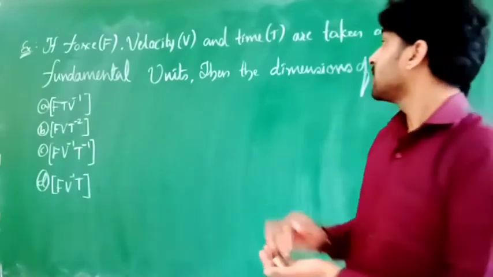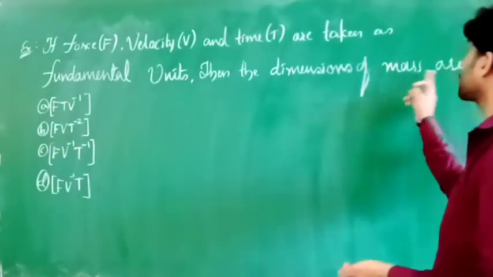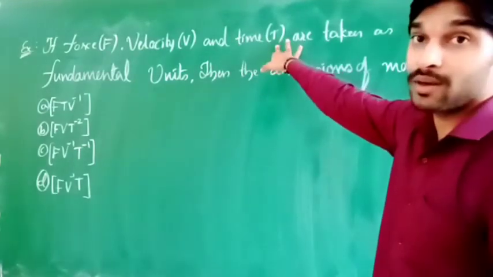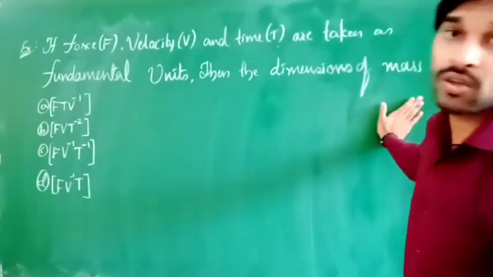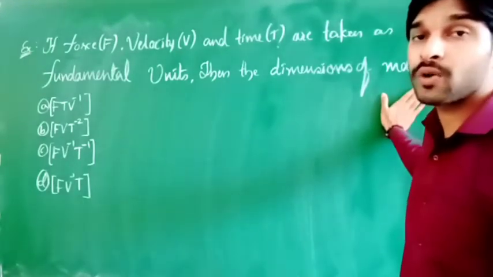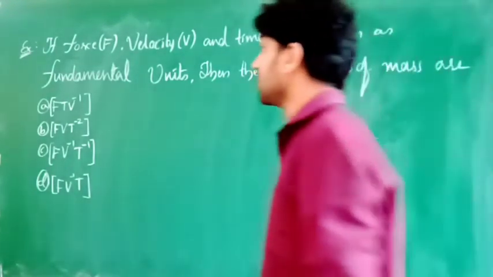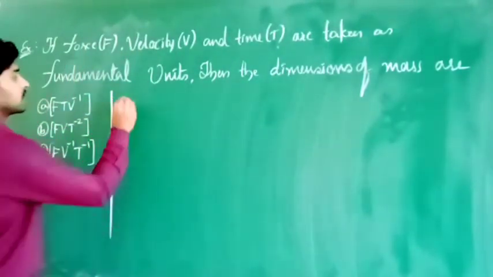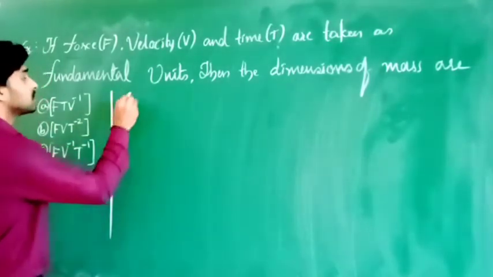Then the dimensions of mass are, that means if we consider these three as fundamental units, what is the dimensional formula for mass? Clear? So shall we start the solution of this? Okay, solution.